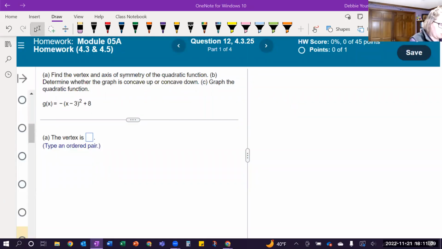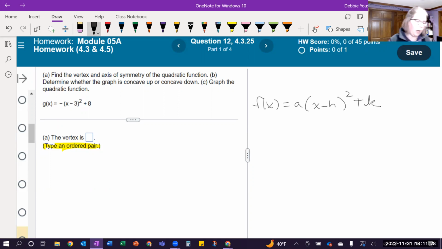All right, so if we want the vertex, the first thing I see is that it says to type it as an ordered pair. So you also want to write it in the correct format. So I look at this and decide which format it is in. Well, this is directly in the format of a times x minus h squared plus k. It's not in the ax squared plus bx plus c format. If it were, then I would have to use my little formula to find the vertex. But because it's not, I'm looking directly for the h value and the k value.